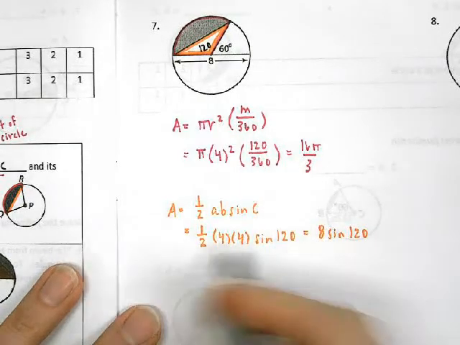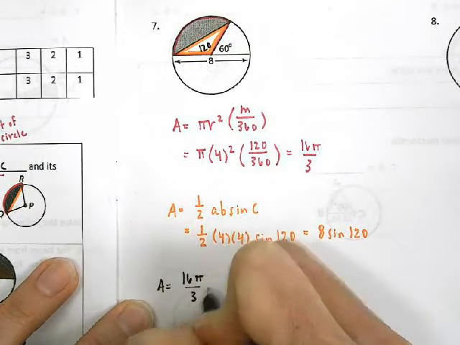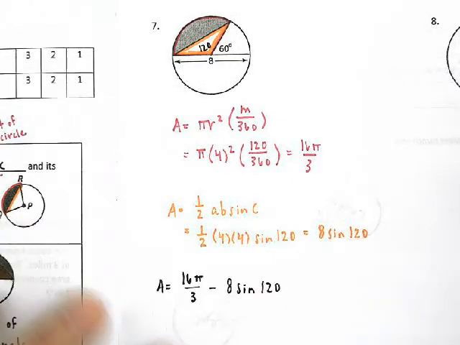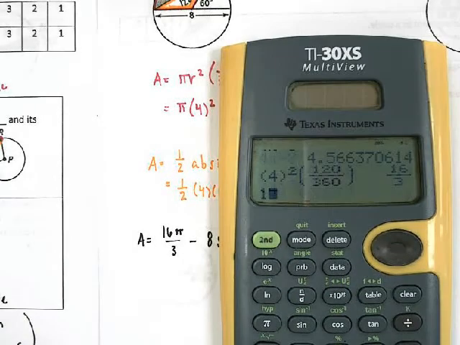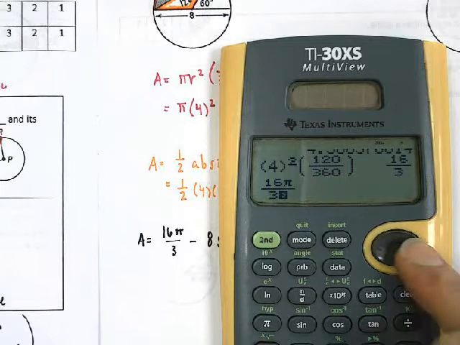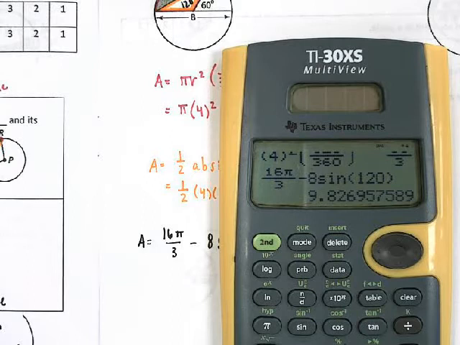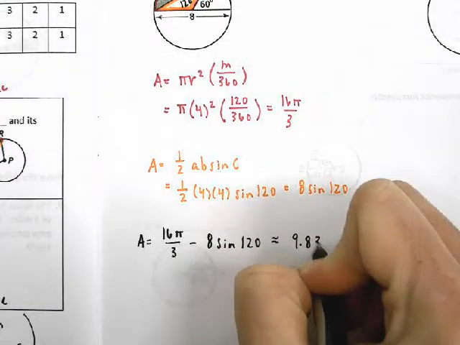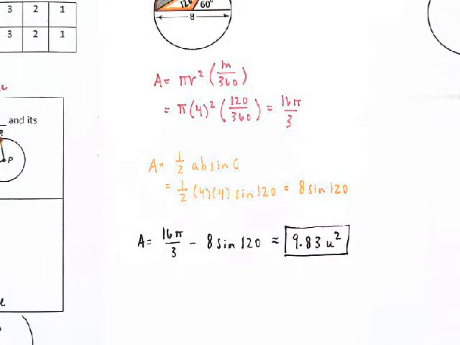To get my segment here, I'm just going to subtract those two. So I'm going to do area equals 16 pi over 3 minus 8 times the sine of 120. And now I'll go to my calculator and put this all in. So 16 pi over 3 minus 8 times the sine of 120. And let's see, we're going to the hundredths, so 9.83. And I don't have units, so I'm just going to do U squared for my generic units.